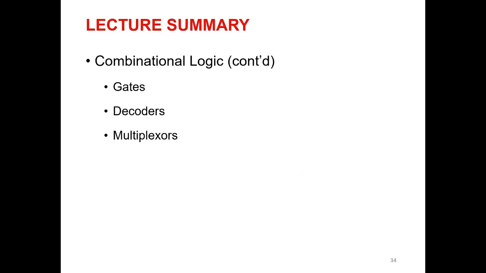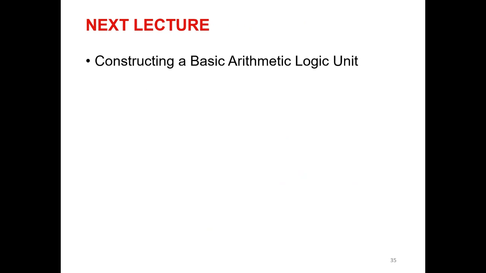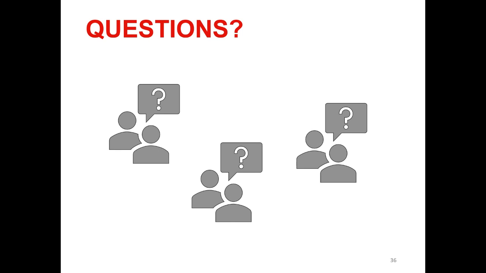So today we have continued with the combinational logic. We have seen gates, decoders, and multiplexors. And in the next lecture, we will see how to construct a basic arithmetic logic unit with all the gates that we have seen in this lecture and in the previous one. Okay, so now let me check. I think there are some questions here. I'm going to try to address some of them.